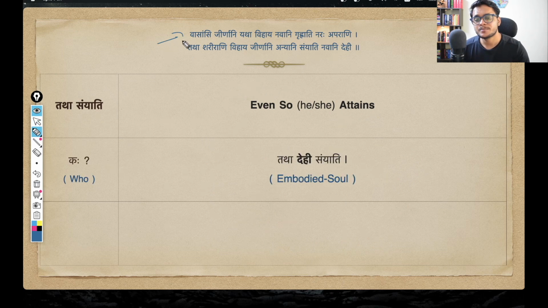And exactly similar to the structure of the first line, you will see the same set of questions, the same structure, that kaha samyati, who attains. And we get our karta, dehi samyati. Dehi, this is coming from the pratipadika dehin.